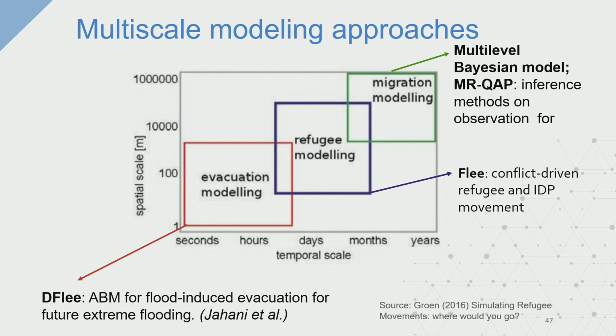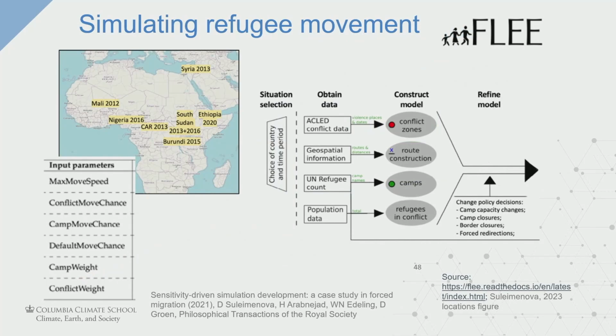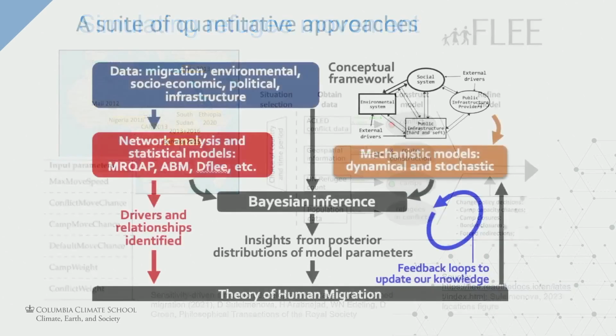At a shorter time scale, smaller spatial scale, you'll have refugee modeling. We have an agent-based model to do that. And there's also evacuation modeling. So these are some of the tools that you can have to get a sense of how people move and do scenario analysis. And this is an example of the Flee model. It's been used for a number of these regions to simulate refugee movement.